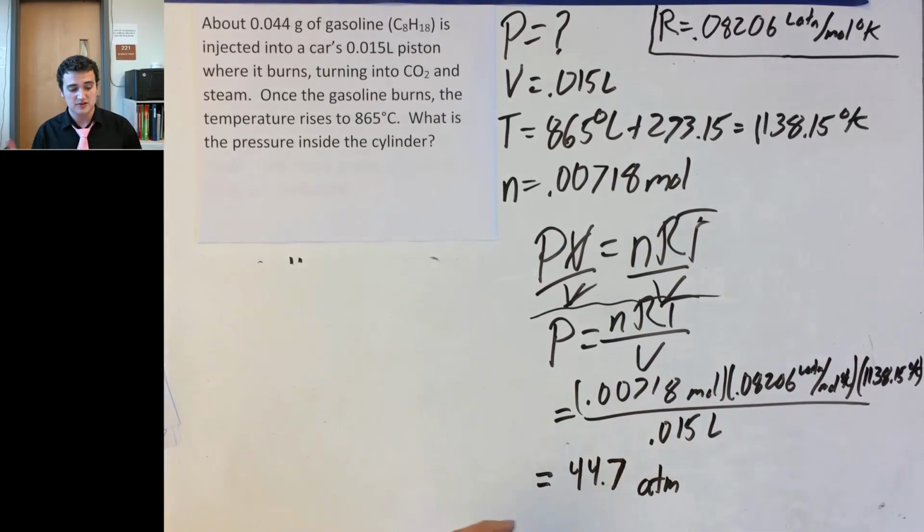So initially, right after this happens, these two gases combine to make a pressure of 44.7 atmospheres in the cylinder.